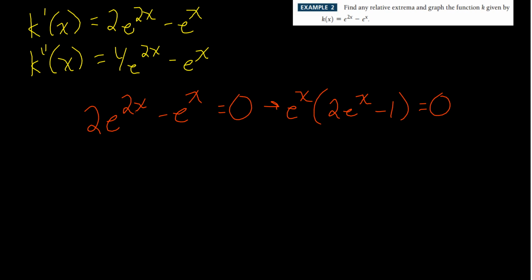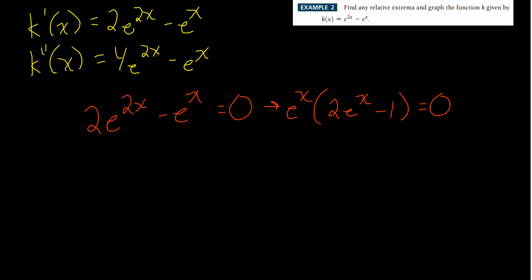Okay, so I can equate these to 0. Since e to the x is always greater than 0, the only thing that we need to solve is 2e to the x minus 1 equals 0. So by setting e to the x equal to 1/2, because I'm adding 1 and then dividing by 2.